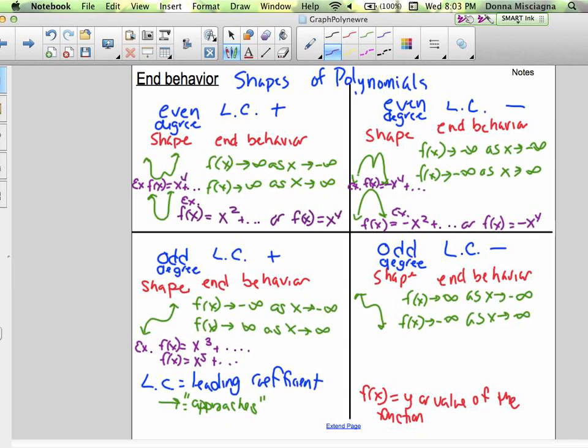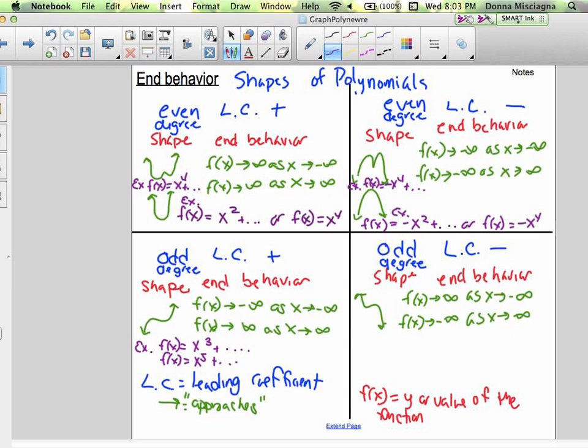Notating end behavior: f of x approaches negative infinity as x approaches negative infinity, and f of x approaches infinity as x approaches infinity. It's going to go the same direction, right? They both are going down, or they both are going up, if that leading coefficient is positive. If it's odd degree and the leading coefficient is negative, it's still S-shaped, but it's going the other way.